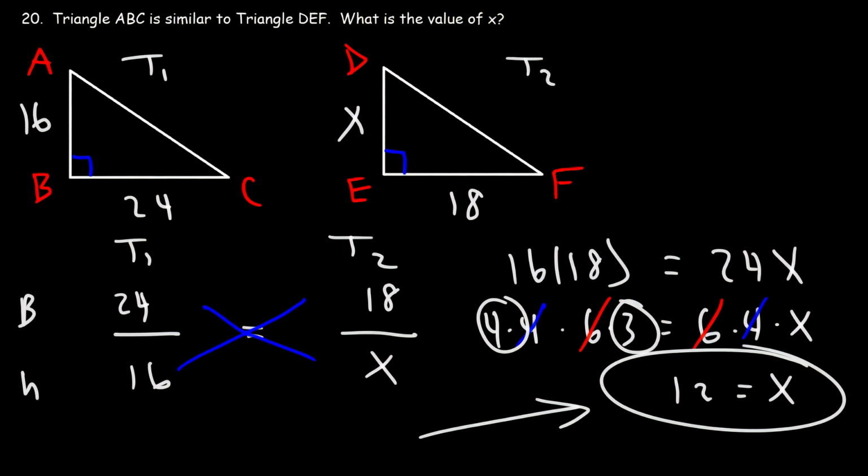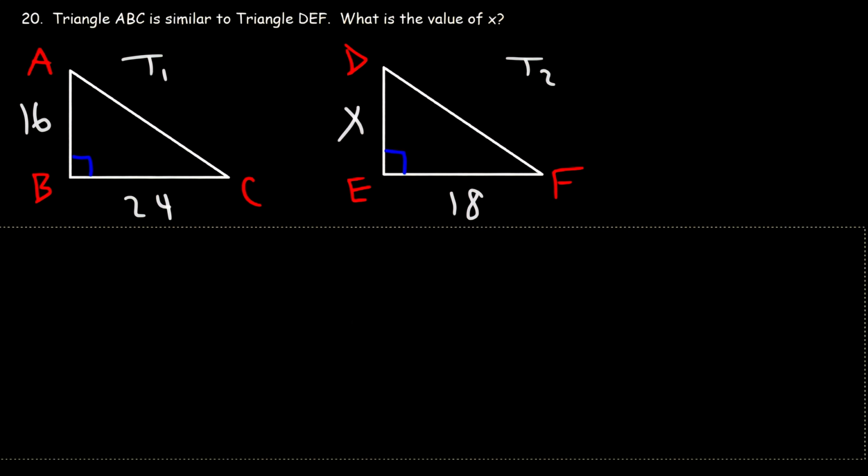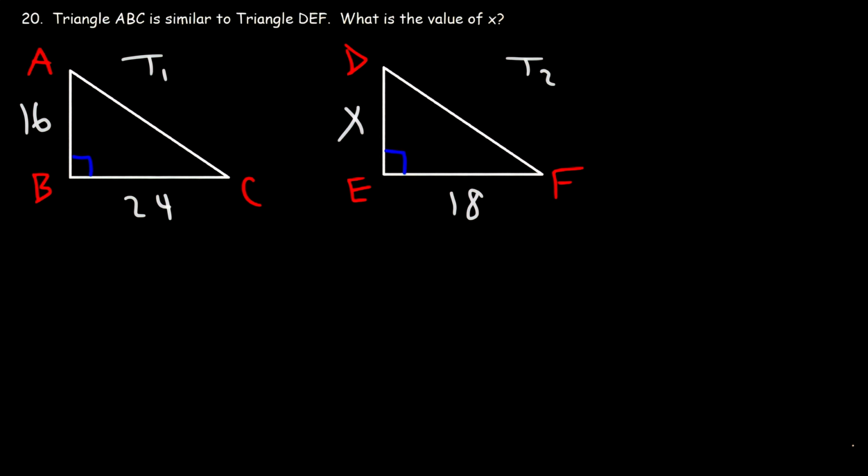Now, how do we know if we have the right answer? What can we do to make sure that our answer is correct? First, let's write that x is 12 here. So what we're going to do is take the ratio of the base to the height of the two triangles, and write it as a fraction. If the ratios are the same, that tells us that the triangles are similar when x is 12.